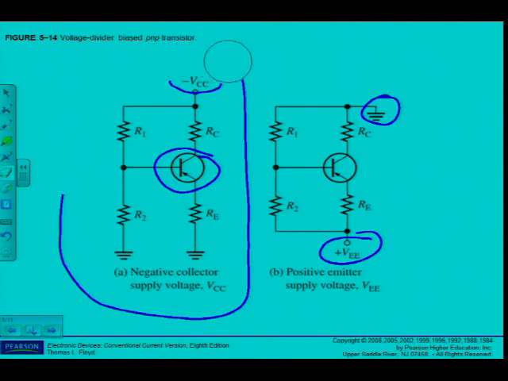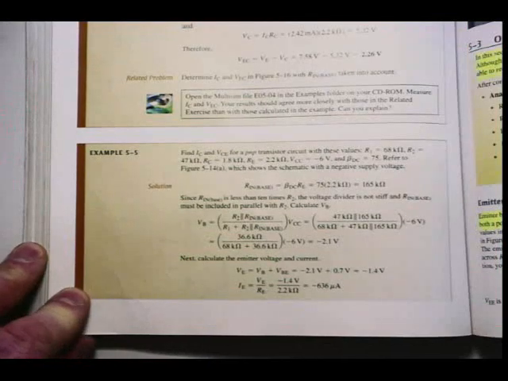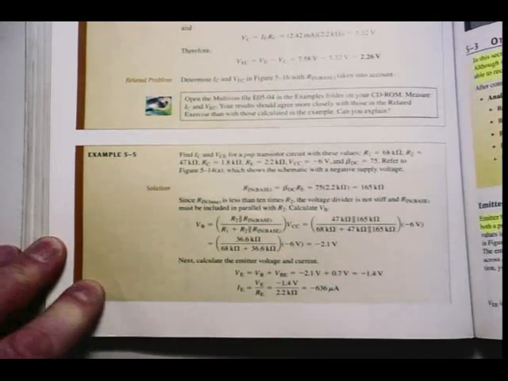Just clean this off here. So we're looking at figure 514A. Okay, so I have to determine VB. VB is still VR2, right? If I go and look at the formula in the textbook, I'm not going to write everything again because I'm not writing very easily on this screen.